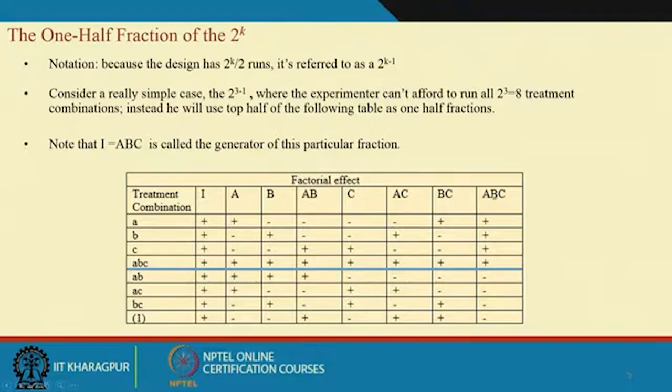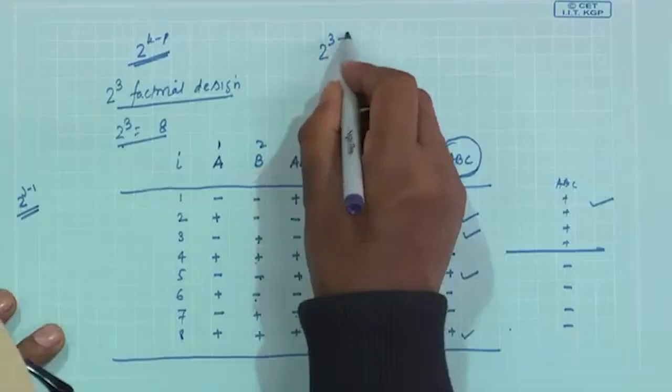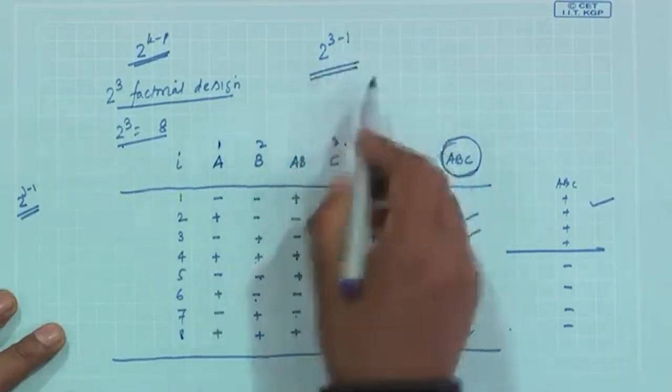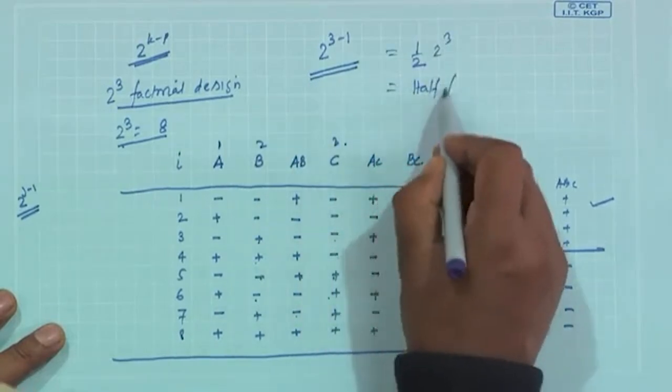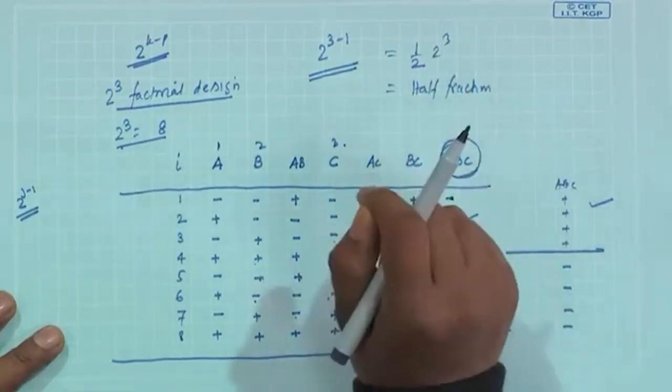In this table, we create two halves for ABC, 4 plus and 4 minus. Now, suppose you conduct experiments only with the combinations where ABC is plus. Then what is the design? The design is 2 to the power 3 minus 1, or 1 by 2 of 2 to the power 3, which is known as a half fraction. Okay.